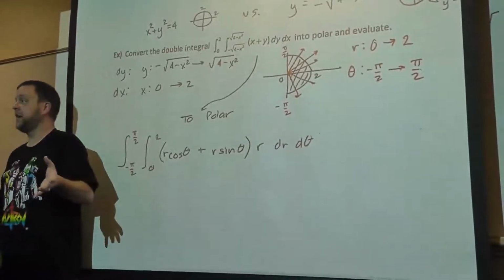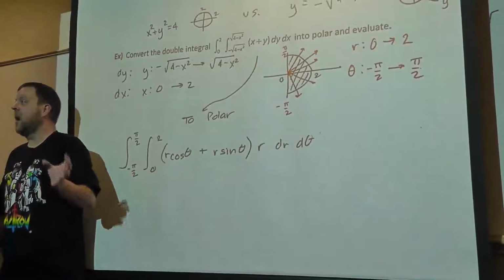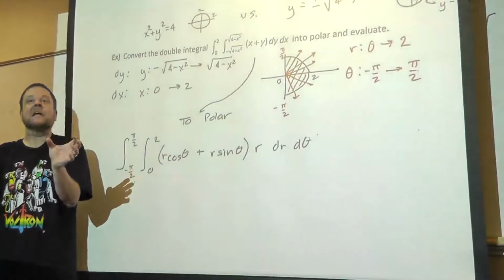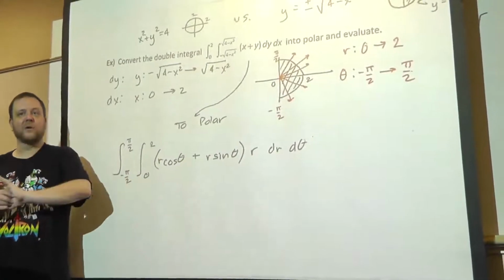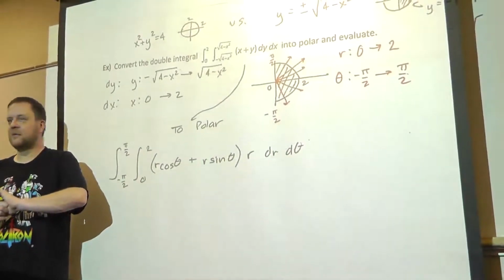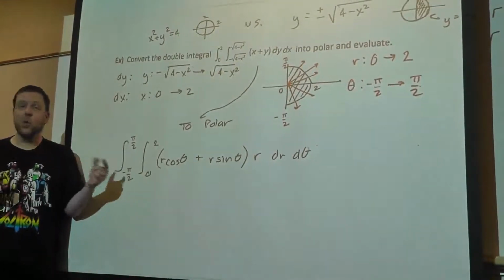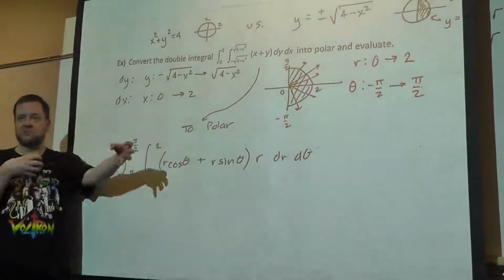And then what's your function of theta? Cosine theta plus sine theta. So you can separate this into two single integrals, one focusing on r, one focusing on theta. Theta is the outside, r is the inside. So in either order, because when it's factorable, you're just separating them apart.